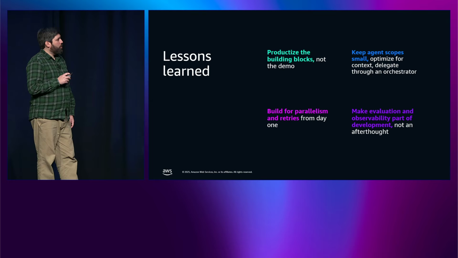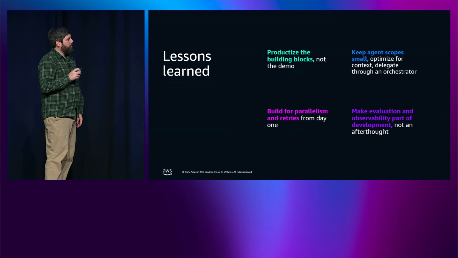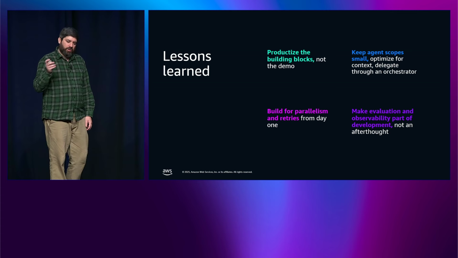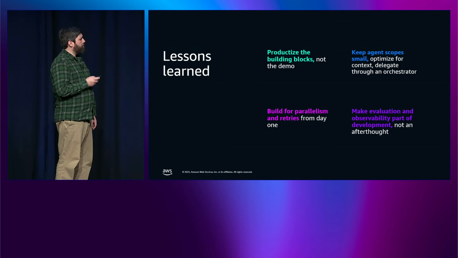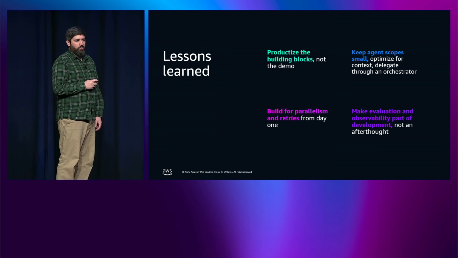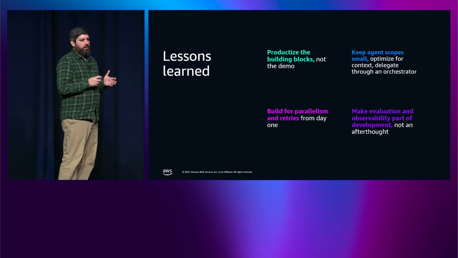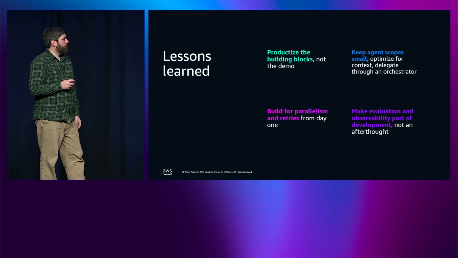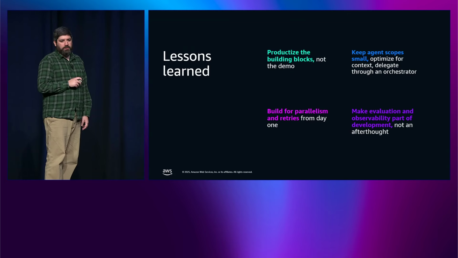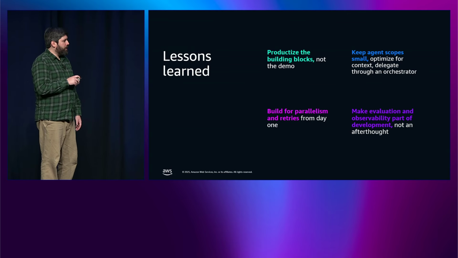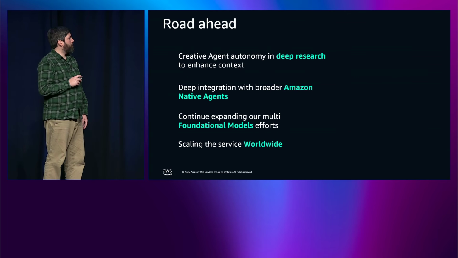Keep agent scope small, optimize for context, delegate through an orchestrator. As Yashal mentioned, we discovered this at a very early stage. Then build for parallelism and retry from day one. This is key to work with non-deterministic agents. And also make evaluation and observability part of the development, never an afterthought. Without data, it's impossible to debug.